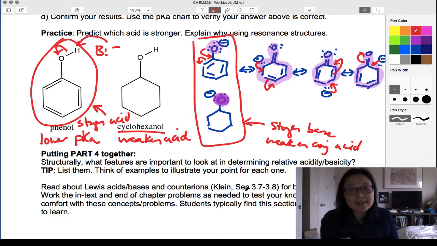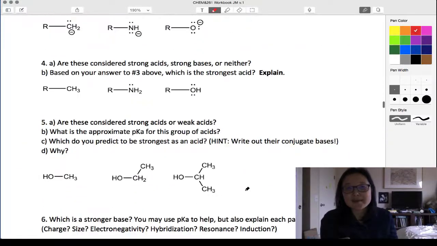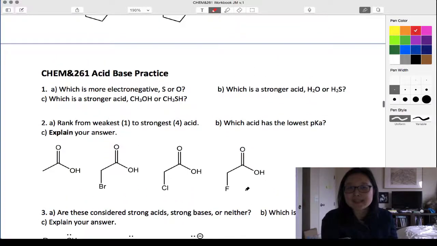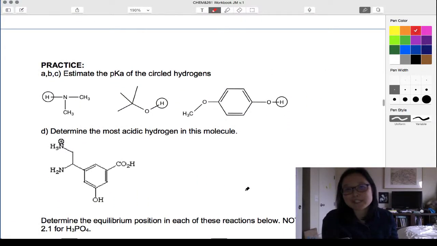So I highly recommend practice on the next couple of pages. Acids and bases, the way that we present this in organic chemistry tends to be a little bit more challenging, especially the conceptual aspects and being able to explain your answers. It's one thing to be able to circle the stronger acid, but it's another to have to explain that. So I really want you to think about that when you practice.